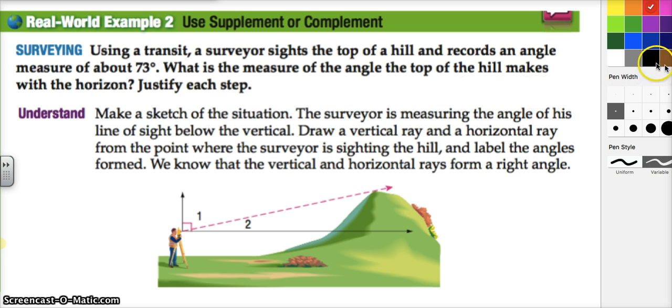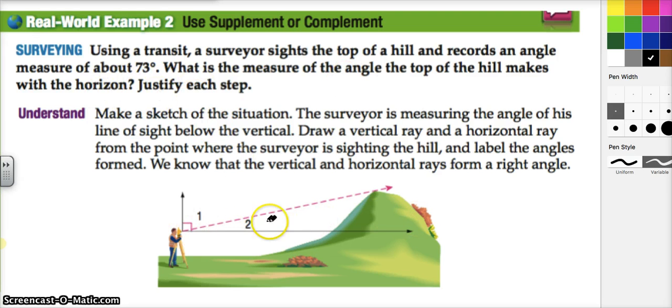This example asks us to consider this idea when we have two, in this case, complementary angles. So it says, using a transit, a surveyor sights the top of a hill and records an angle measure of 73. What is the measure of the angle the top of the hill makes with the horizon?